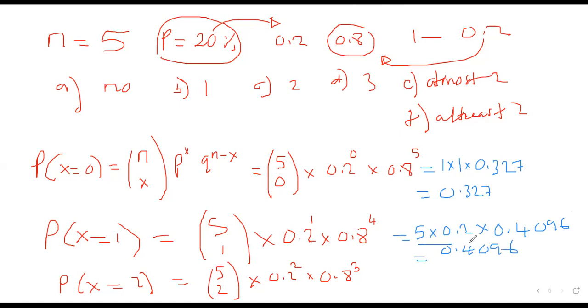Because this is 1. And here, what are we finding? 5 combination 2. What are we getting? 10. 0.2 to the power 2 is 0.04. 0.8 to the power 3 is 0.512. So when you multiply all that, what are you getting? 0.2048.